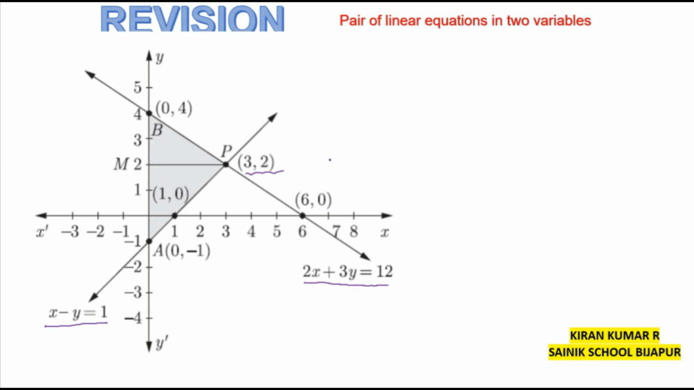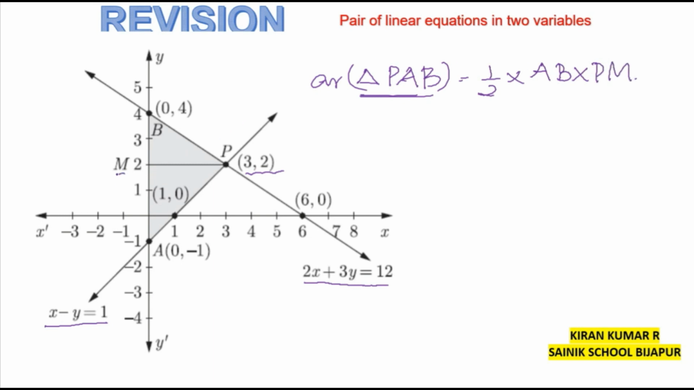Here the triangular region is shaded and the triangle obtained is triangle PAB. I have mentioned the coordinates of the points P, A, B. So area of this triangle PAB is half into base AB and the height is PM. I have written point M. PM is the perpendicular distance. So half into base is the distance between point A and point B.